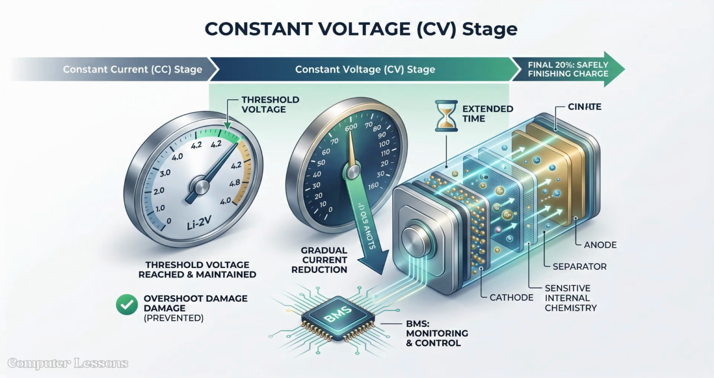Once the battery hits a specific voltage threshold, it enters the constant voltage stage to safely finish the charge. The current is slowly reduced to prevent the voltage from overshooting and damaging the delicate internal chemistry. This is why that final 20% of charging always seems to take the longest time.